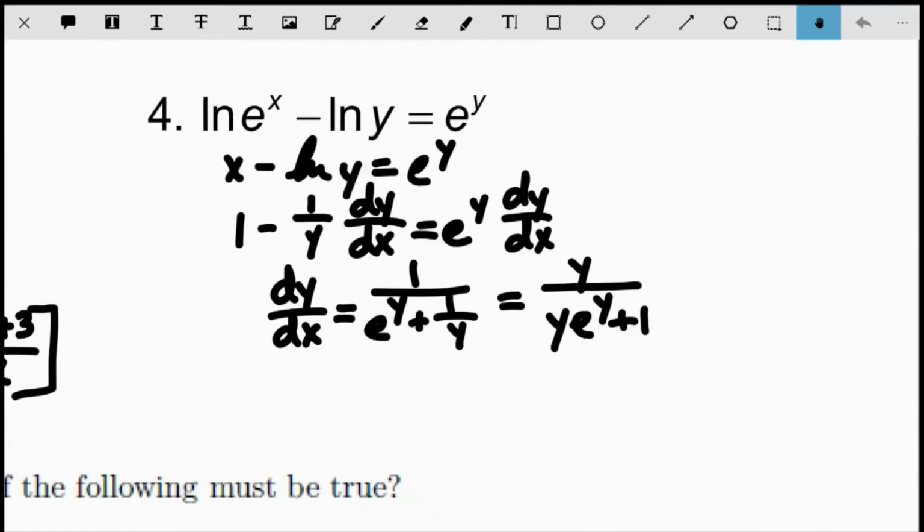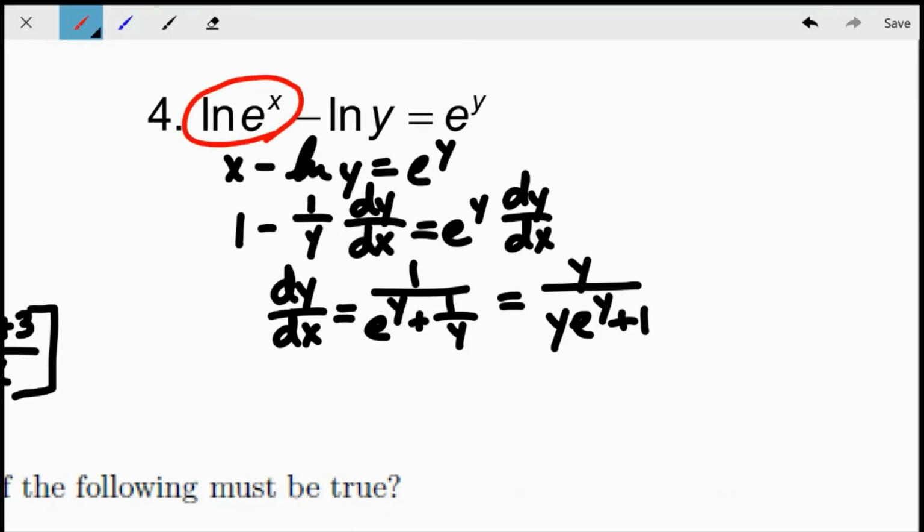Okay, and then this one we had natural log of e to the x minus natural log of y equals e to the y. The big thing that I wanted to point out here, again, use what you know about simplifying these logarithms down. Rather than messing with natural log of e to the x, I just rewrote that as x. Because if I take a log base e and I have an exponential base e, those are essentially canceling each other out. And I just get x. And then from there, I just took the derivative implicitly to get 1 over y minus e to the y times dy dx equals 1.